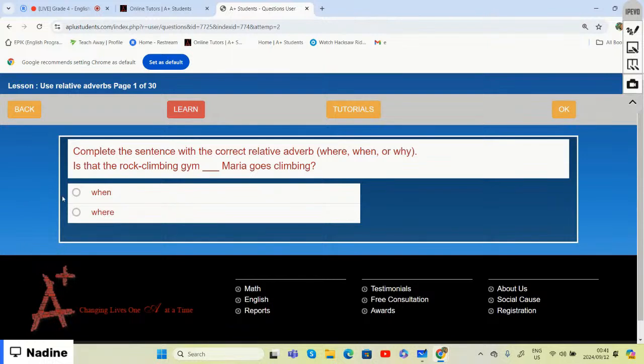All right, we need to complete the sentence with the correct relative adverb. That is either where, when, or why. We need to say if it tells us where, if it tells us when, or if it asks why. It says, is that the rock climbing gym? Do we say when Maria goes climbing, or do we say where Maria goes climbing? Which one is correct?